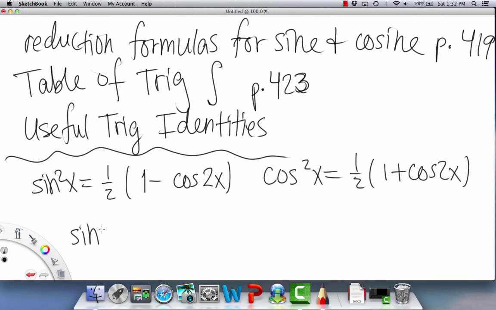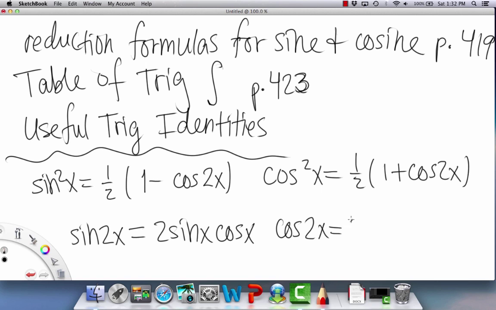And then we have sine 2x. These 2's up here are powers, but this one is within the angle. So the double angle sine 2x equals 2 sine x cosine x. And the double angle cosine 2x equals cosine squared x minus sine squared x. Just keep those in mind. Jot them down on your paper or something, so they can come in handy in some problems.